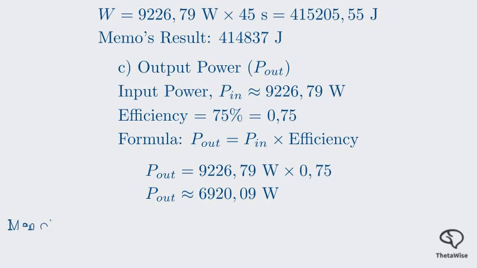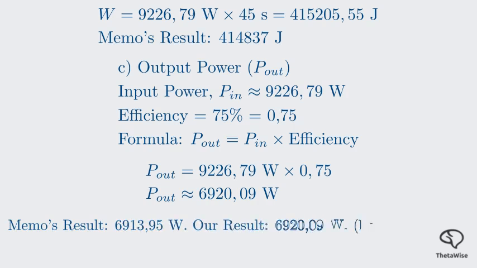The memo provided a result of 6933.95 watts. The difference is again due to rounding, specifically the memo using 36.667 for n, which results in a slightly different output power. Both methods and results are fundamentally correct. To recap question 11, we used the torque formula to find the load, calculated the work done in two ways, and then found the output power considering the efficiency. This completes our final problem.